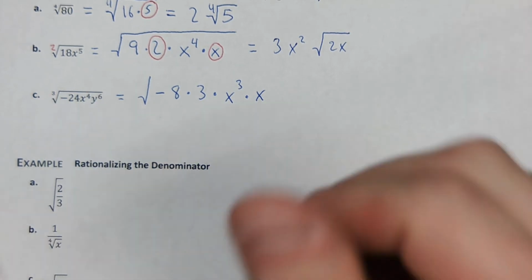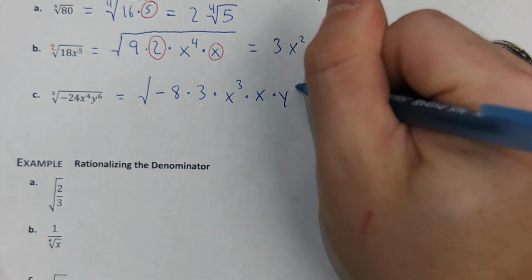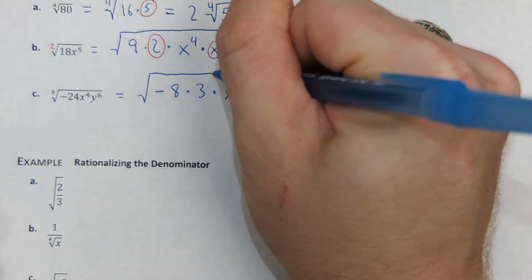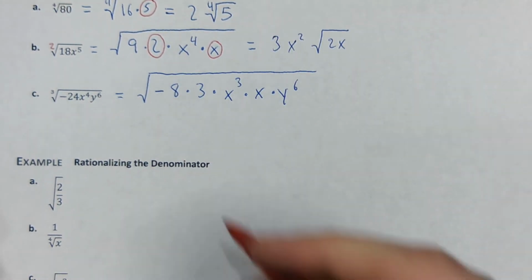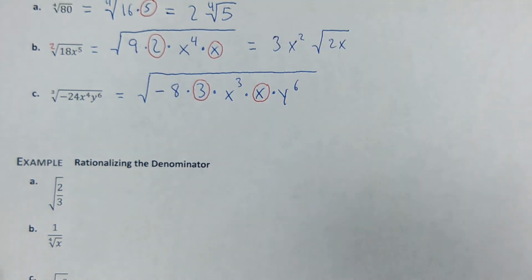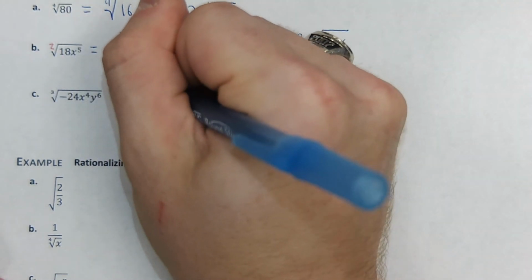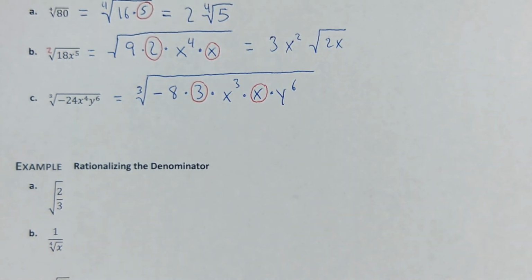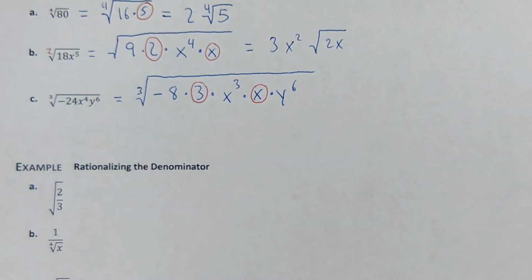6 does divide by 3 pretty, so there is absolutely no reason to split my y's. I'll go through and identify the things that will be stuck under the radical in my final answer. There we go. Oops, forgot my root index of 3. Sorry about that, guys. Root index of 3.